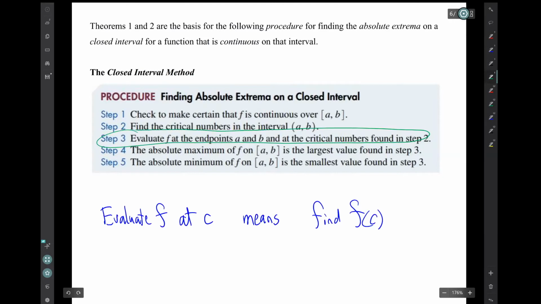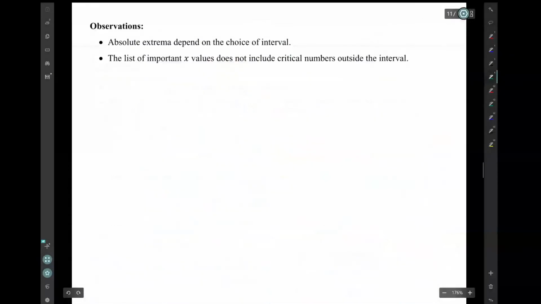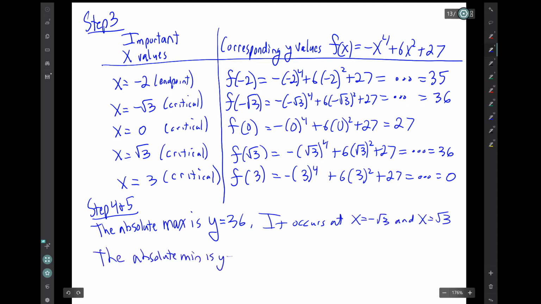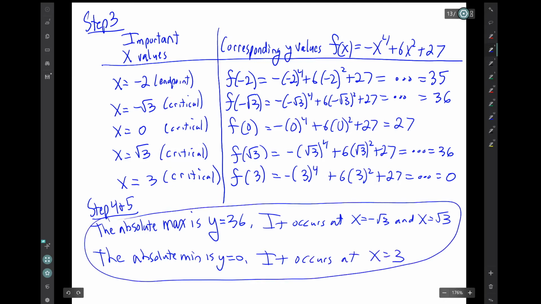We evaluated f at the endpoints. Now all that remains is to do our conclusions. Identify the greatest y value and write up a conclusion that identifies it as the max. And similarly for the least y value being the min. So there's our conclusion. The absolute max is y equals 36. It occurs at two x values, x equals negative square root of 3 and x equals square root of 3. The absolute min is y equals 0. It occurs at x equals 3.